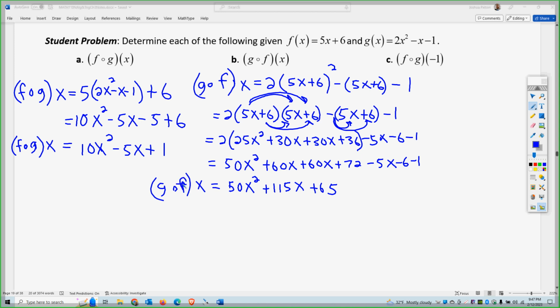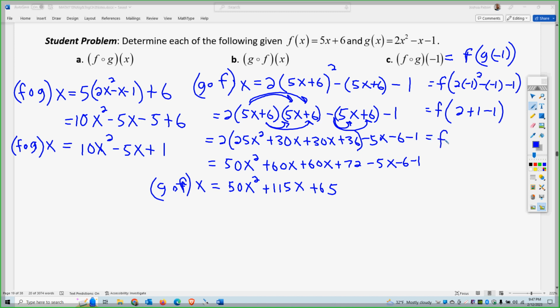All right, so last one, you can do this in one of two ways. One, we can plug it into g first, right, because this is f of g of negative 1. So if you plug this into g, I get 2 times negative 1 squared minus negative 1 minus 1. So I get 2 plus 1 minus 1. So I really get f of 2. So I can plug this into f. So that gives me 5 times 2 plus 6. So that's 10 plus 6, which is 16.